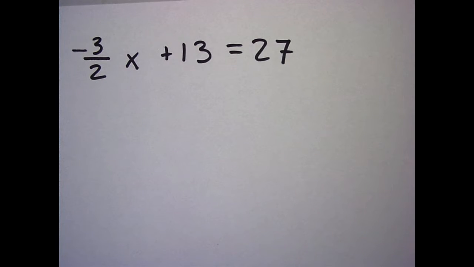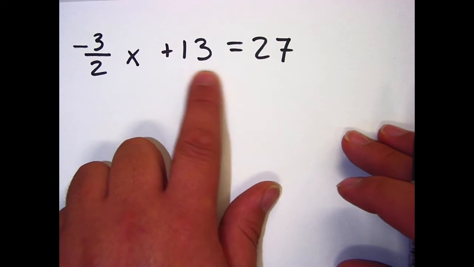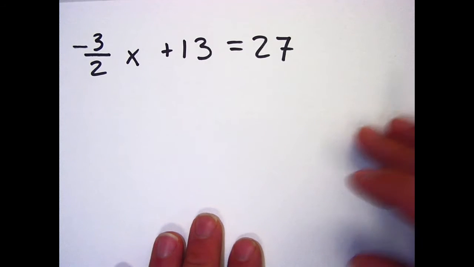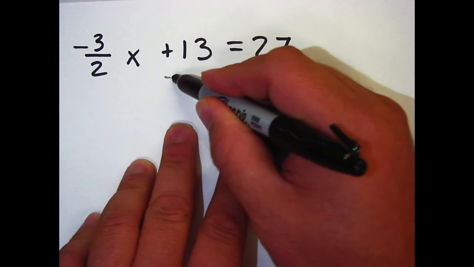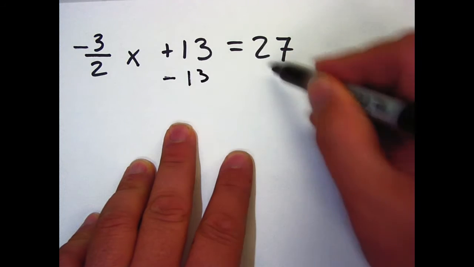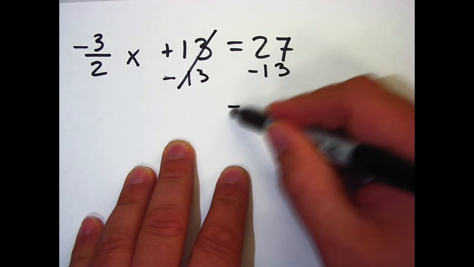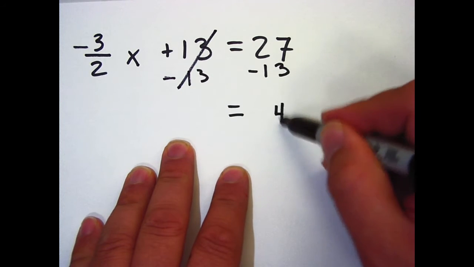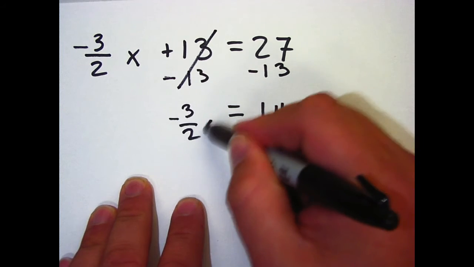All right, so here we go. We got another one that we're going to be looking at to work with. Again, we need to do the adding or subtracting of just the regular number and move it to the other side. It's like your friends who you need to get rid of. So instead of adding 13, we subtract 13. What we do to one side, we do to the other. So now we're left with 14 on this side, and we have negative 3 halves x.